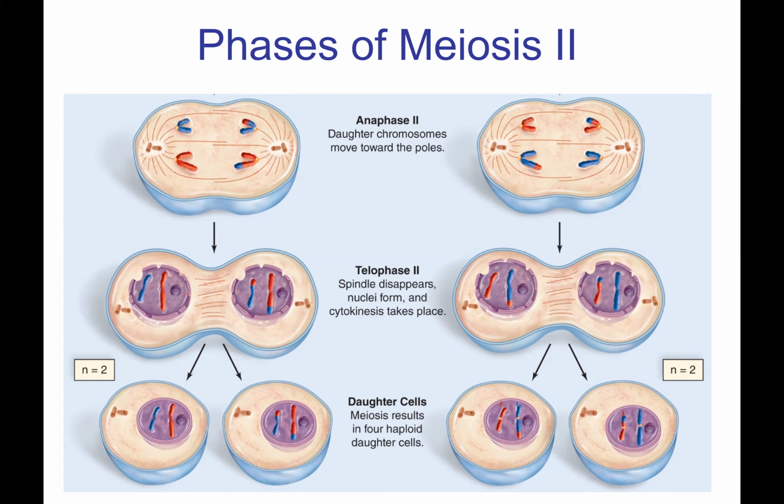Telophase, we start to get our nucleus together, and then finally cytokinesis, we are going to have 4 haploid daughter cells. So they have half the number of chromosomes as the very first cell does, and there's 4 of them. And notice that they are genetically different as well.